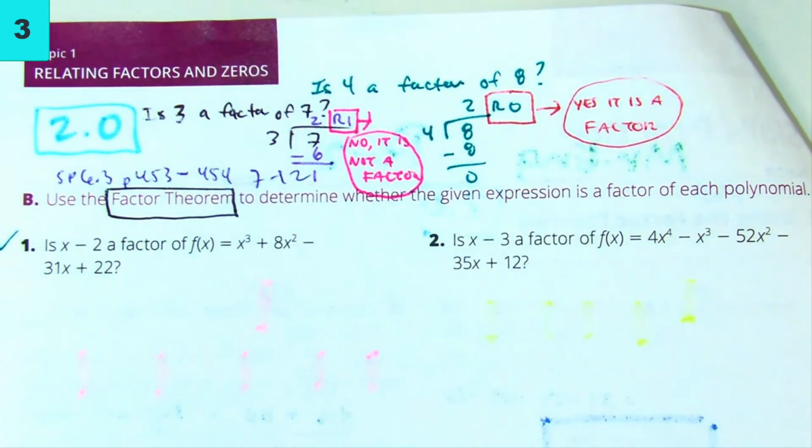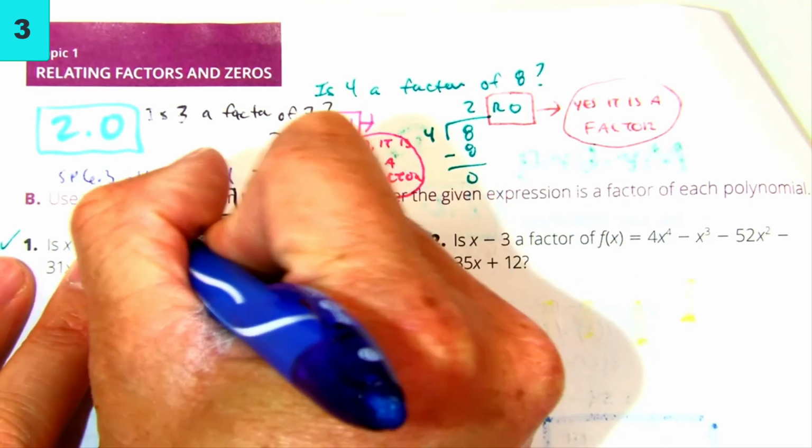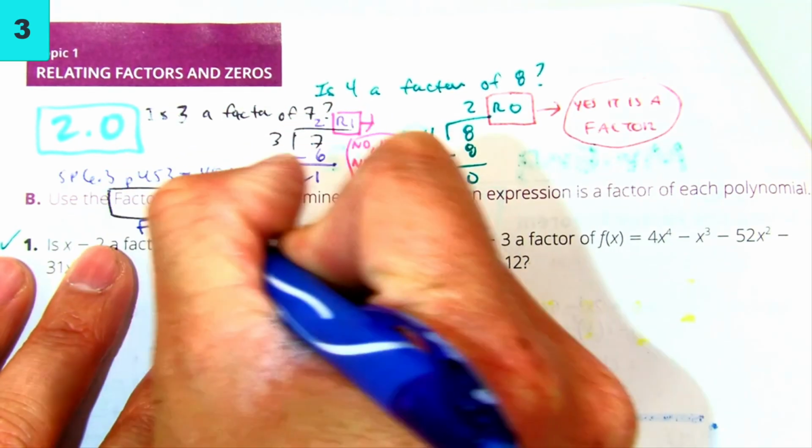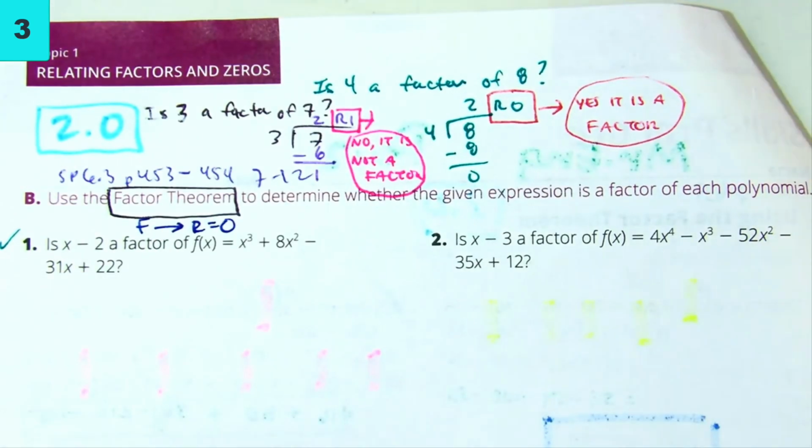So let me try to explain the factor theorem in super few words. It's a factor when your remainder is equal to 0. That's it. That's what the factor theorem is.